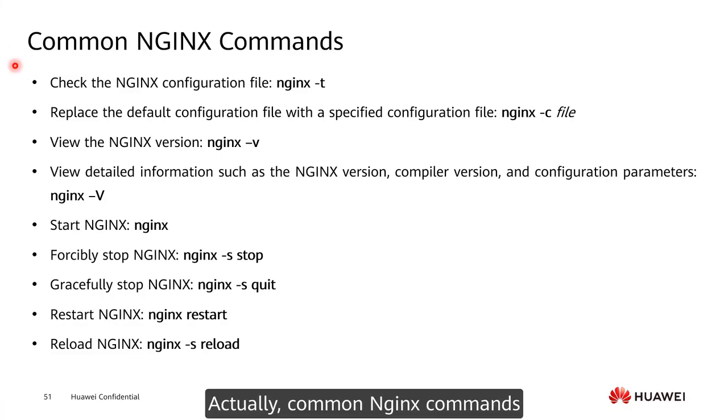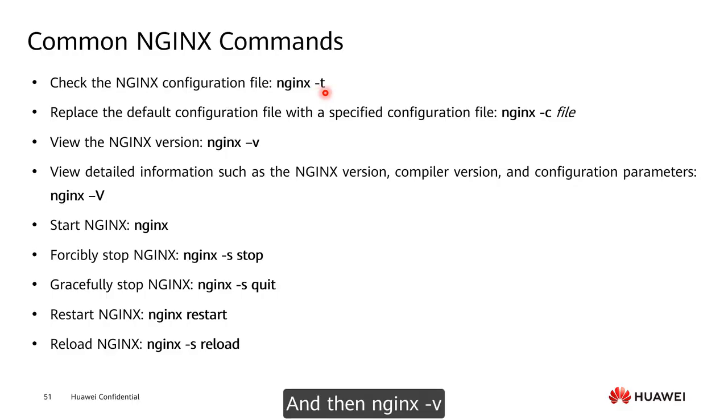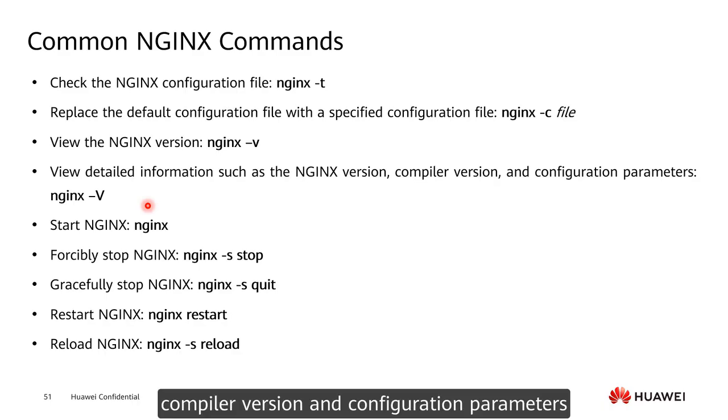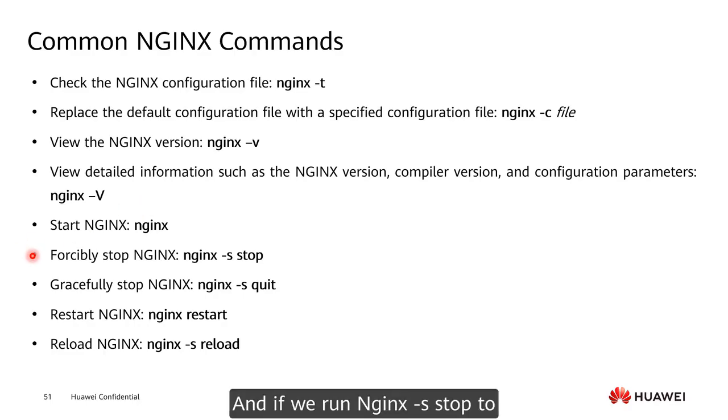Actually, common Nginx commands are similar to Apache. Let's see. First one, the nginx -t command is used to check the configuration file. And then nginx -v is used to check the Nginx version. If we change to the nginx -V command, it's used to check the detailed Nginx version, compiler version, and configuration parameters. And if we run nginx -s stop, it forcibly stops Nginx, and we can run the nginx -s quit command to gracefully stop Nginx.